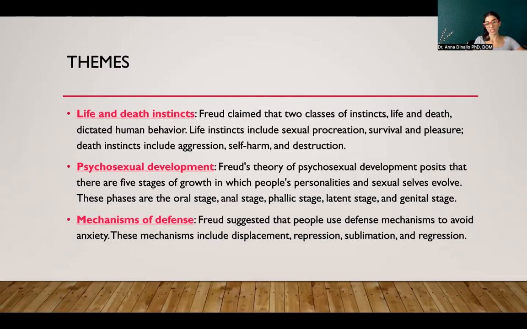He also suggested that there are 5 stages of growth in which the human personality evolves, and these evolving aspects of personality are very much related to the oral stage, which is the mouth, and we come into this world, right? Often, many of us being breastfed or taking in food, as well as, and we'll talk a little bit more about, the anal stage, phallic, latent, and genital. So really moving through this arc of how personality develops. Freud also suggested that people use defense mechanisms to avoid anxiety or nervous disorders.